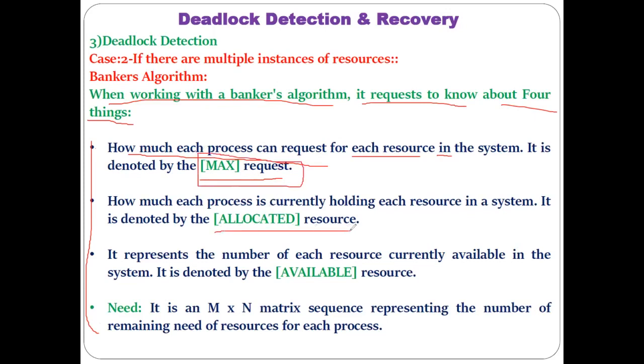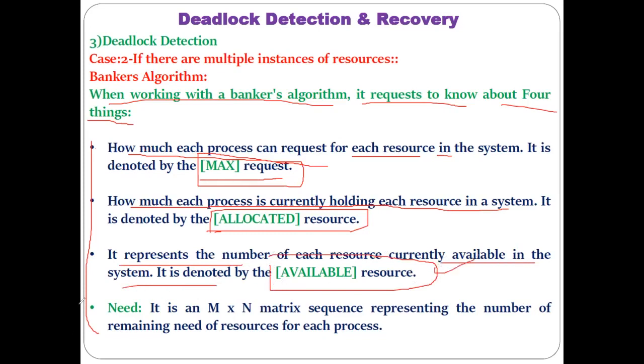Then the allocation resource matrix is also maintained. It contains the information about how much of each resource each process is currently holding in the system. If there are 5 processes, then the allocation matrix records how many resources those 5 processes are currently holding. Okay. Then how many resources are currently available is maintained with the help of the available resource matrix. It represents the number of each resource currently available in the system.